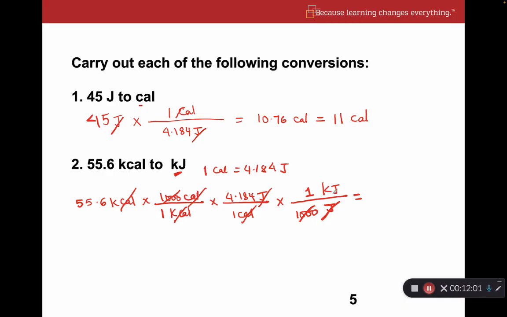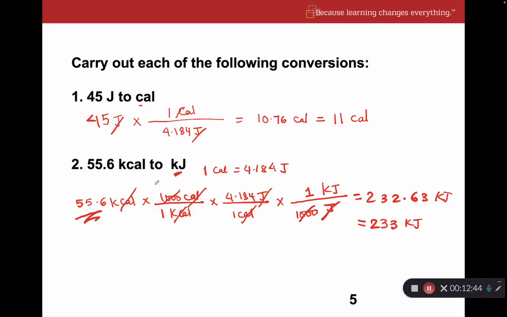Let me try this in the calculator. 55.6 times 4.184. When I multiply that, I get 232.63 kilojoule. Now I can report that answer in the correct significant figures. I have 3 sig figs in the starting number, so I can write this as 233. Now I have 3 sig figs, kilojoule. Okay, so I got kilojoule.